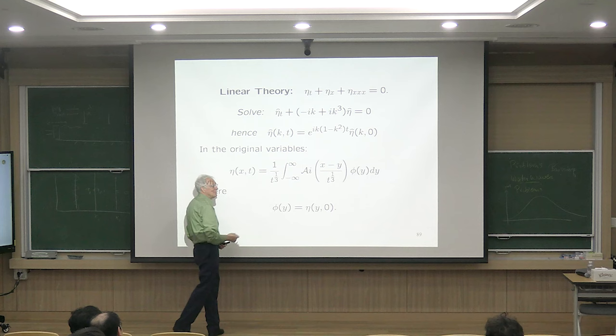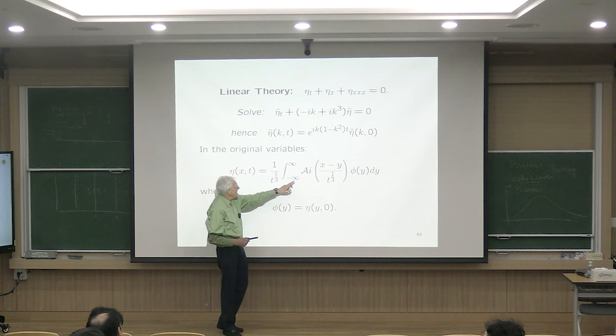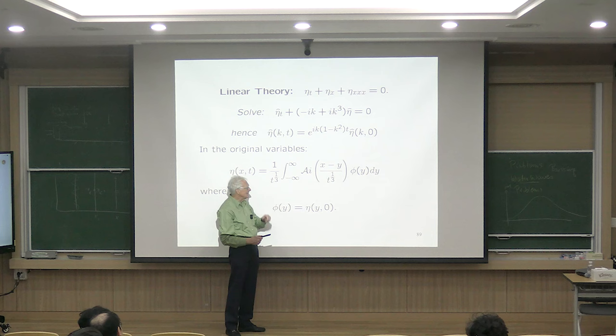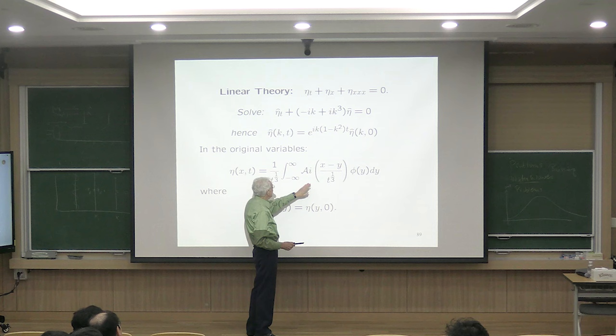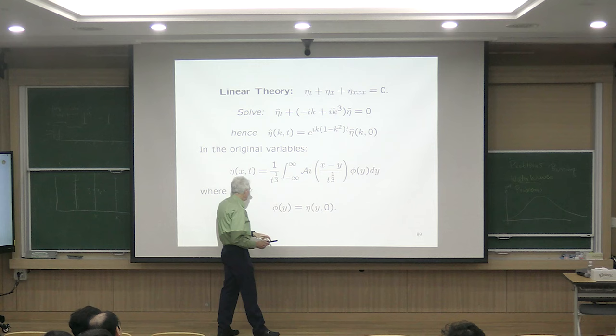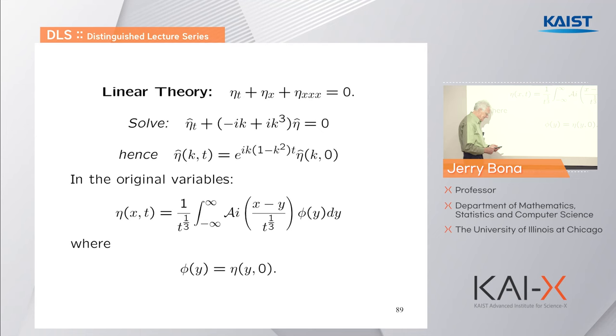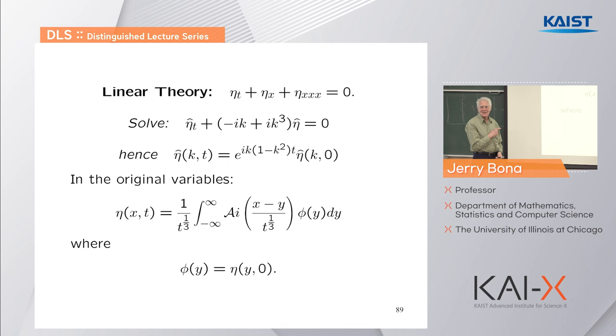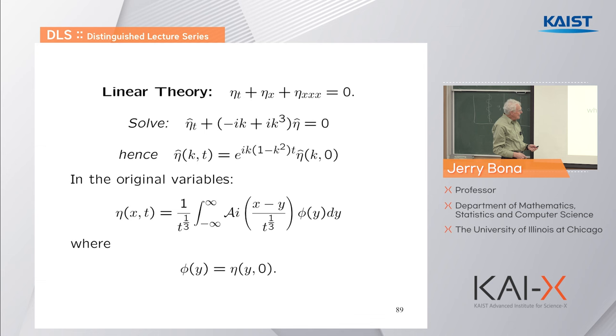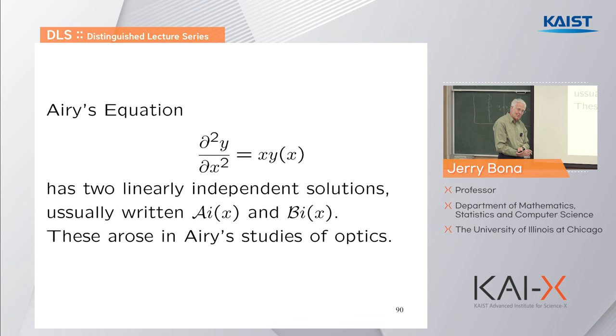Okay, so Ai is the Airy function. Airy was the Astronomer Royal in England in the 1840s, a famous guy. And it's a convolution, but there's this factor of t to the third in there, and there's an initial data. Okay, so that's the solution. Now, what about this Airy function? I mean, that's the key to the solution there. The Airy function looks like this. There's Airy's equation. That did not come up in waterways for Airy. It came up in his study of optics.